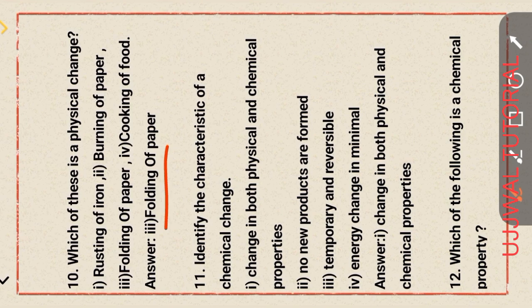Next question number 11. Identify the characteristics of a chemical change. Option 1 is the right answer, that is change in both physical and chemical properties. But not options 2, 3 and 4, that is no new product formed, temporary and reversible energy change. Okay, next part, question number 12.